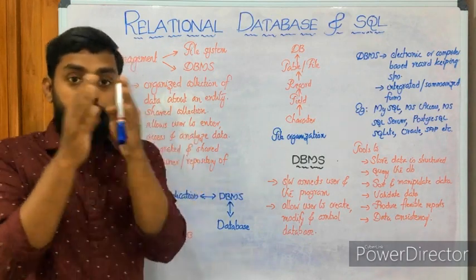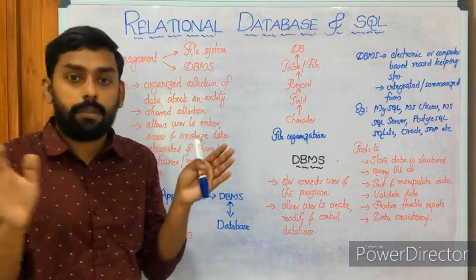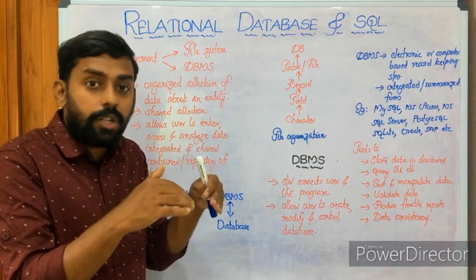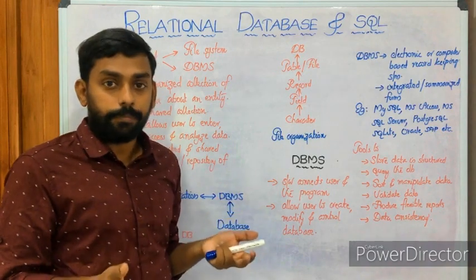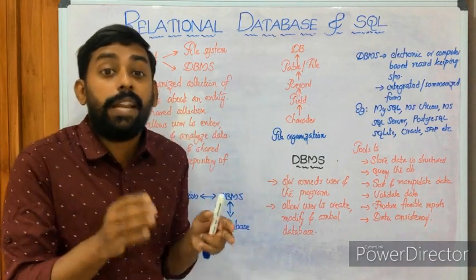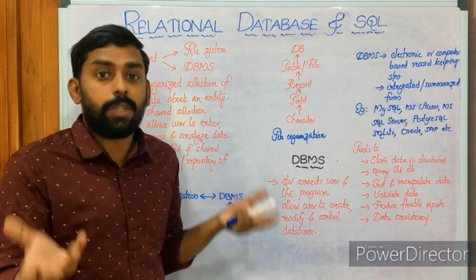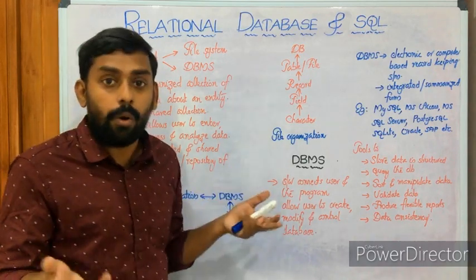Roll number is a field, name is another field, and marks is another field. So there are 3 fields in the relation or the table student. Then we have record. What's a record? Record means collection of related fields. For example, student is a record.